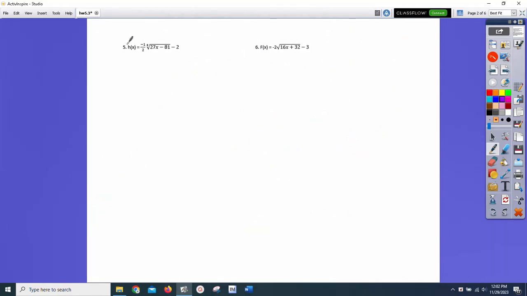5 is the harder of these two. Your mom, by the way, your mother function here is the cubic root of x again. Now, the issue we have here is that it's not in the right form. Your form is going to be a times cubic roots of x minus h plus k. It's not in that form. It doesn't have an x, it has 27x.